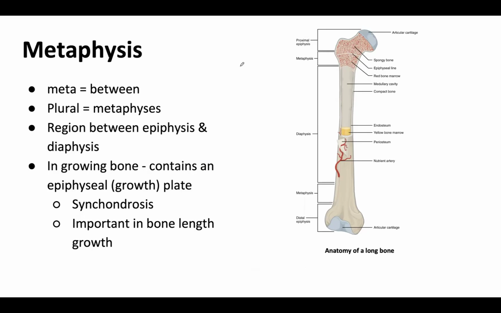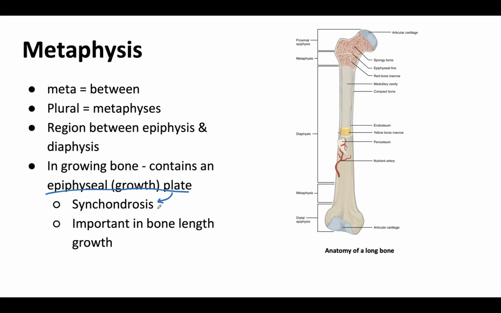The metaphysis is the region between an epiphysis and the diaphysis. And because there are typically more than one epiphysis, there are typically more than one metaphysis. And when bone is growing in length, so during childhood, the metaphysis region will contain what's referred to as an epiphyseal or a growth plate, which is a type of cartilaginous joint called a synchondrosis. And we'll talk about the different types of joints in an upcoming video.